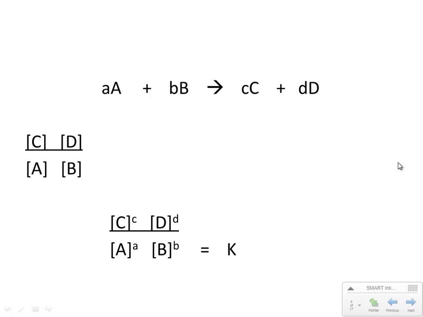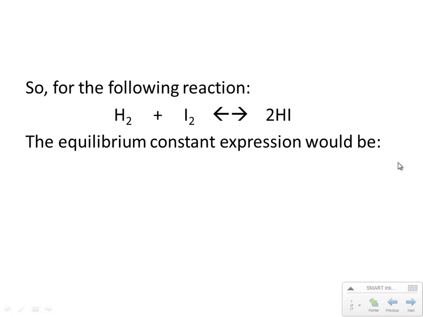So the product of the concentrations of the products raised to their coefficients divided by the product of the concentrations of the reactants raised to their coefficients can be divided to equal a value called the equilibrium constant, which is the K. So if we have a reaction such as this one, H2 plus I2 goes to 2HI, the equilibrium constant expression would be the product raised to the second power because of its coefficient, divided by the two reactants raised to their coefficients.